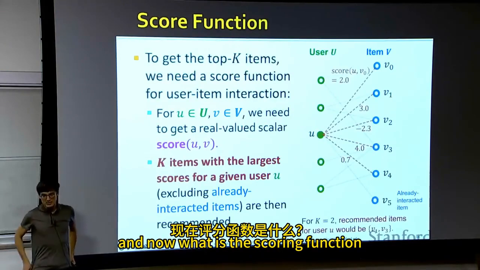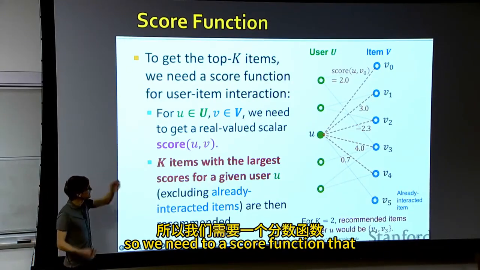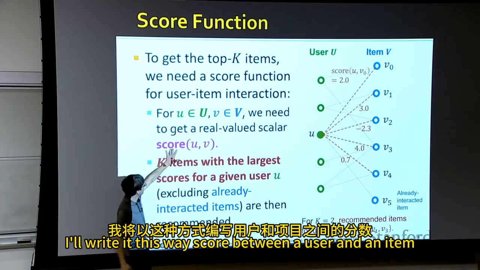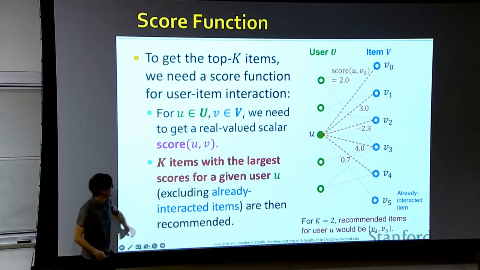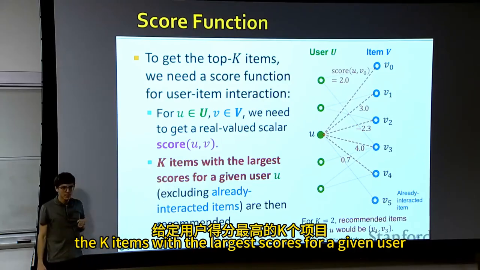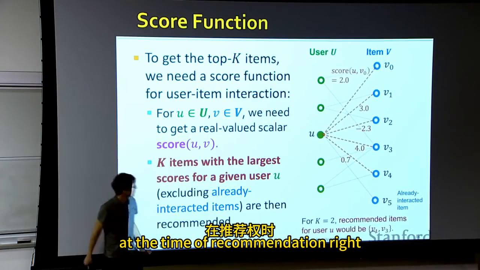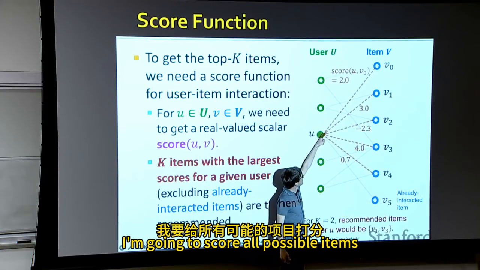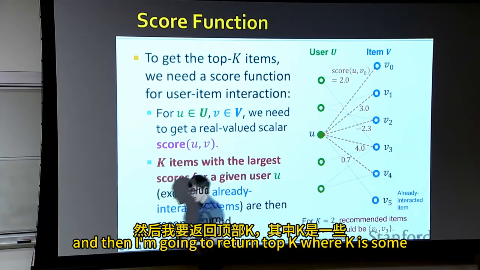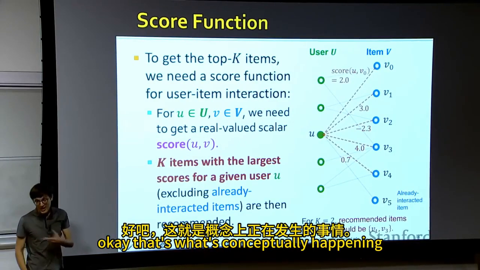And now, what is the scoring function? We want to get the top k items, so we need a score function that takes a user and an item and gives me a score. So I'll write it this way, score between a user and an item. And I'm going to return the k items with the largest scores for a given user, again excluding already interacted items at the time of recommendation. So the idea is that for a given user, I'm going to score all possible items, and then I'm going to return the top k, where k is some hyperparameter, okay? That's what's conceptually happening.